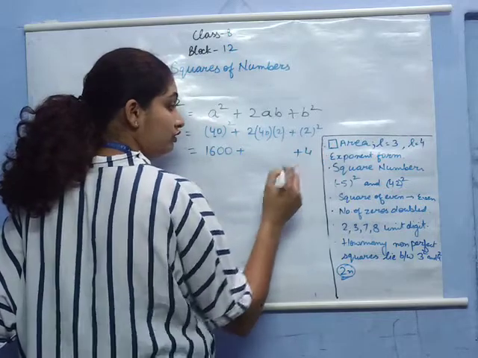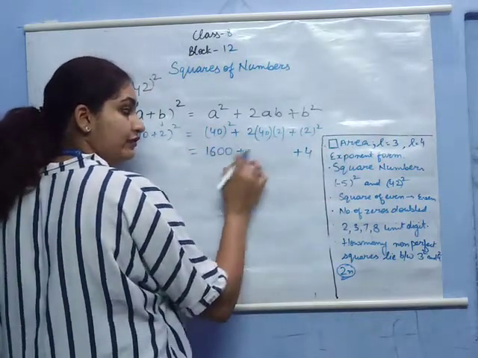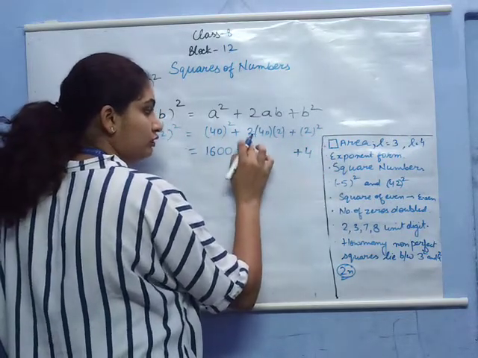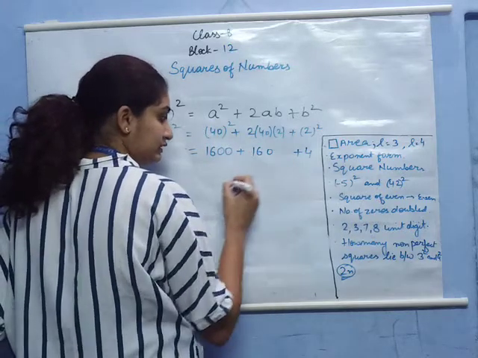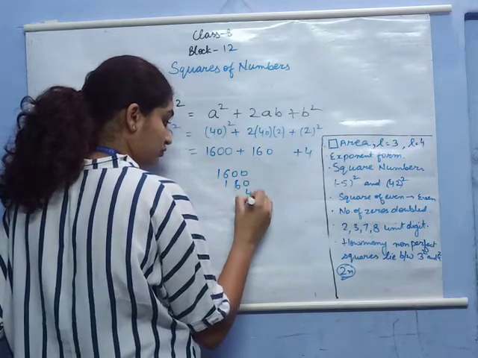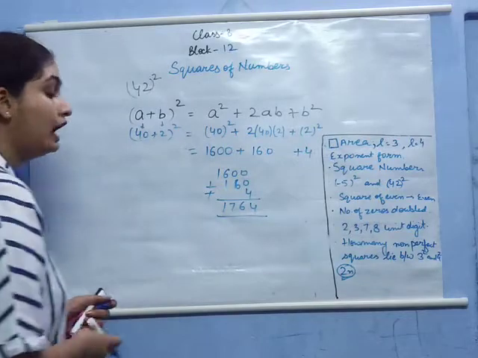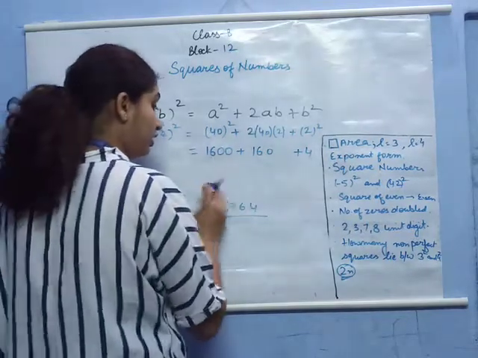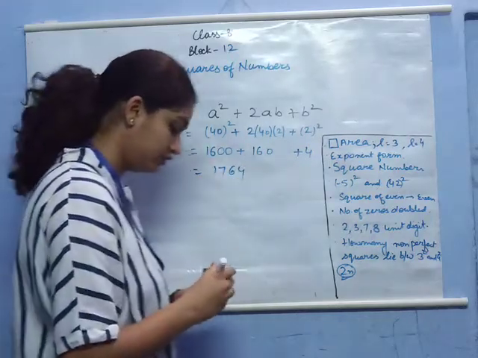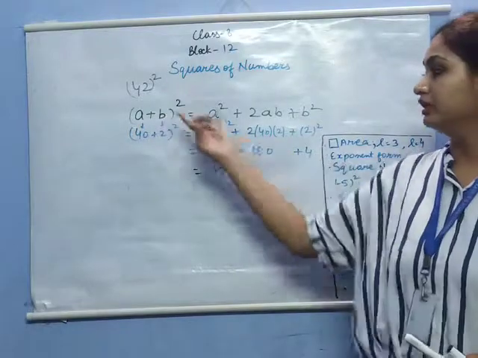Now 2 2s are 4. Square means 2 multiplied by 2. 40 ka square is 1600. 2 ka square is 4. Now multiply this. 160. Now add them up together. Answer is 1764. Right? This is the way you are going to represent a particular number in its square form.